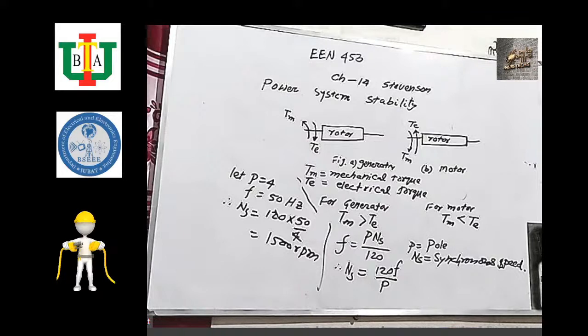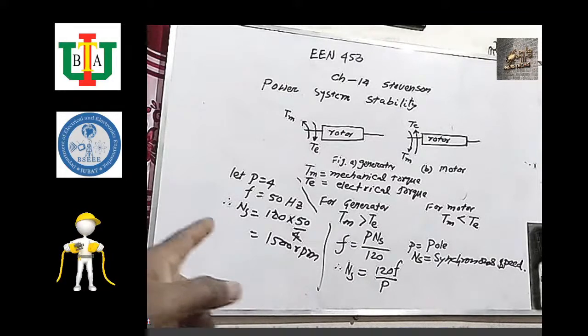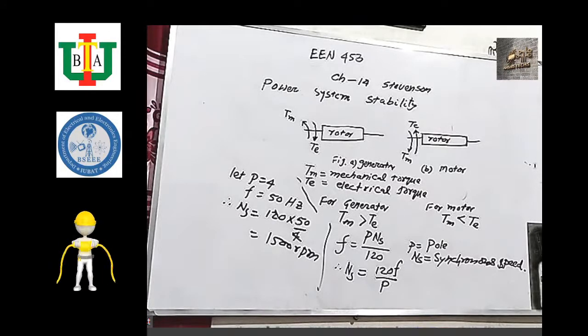Stability means, suppose a 4-pole generator rotates at 1500 RPM. It's okay. Now we have increased or decreased the load. Then 1500 will not remain. It will go up or down. It may be 1600, it may be 1400, like that. If 1500 is not maintained, then the frequency will vary. That is undesirable. And varying the load is called a disturbance. So disturbance means variation of load.